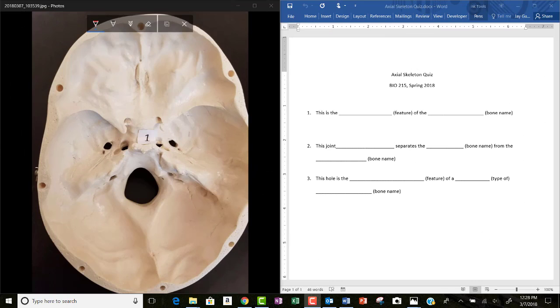Okay, this is what your quiz will look like. You'll come in and there will be a station, and at each station there will be a bone or a collection of bones, a skull, and there'll be a number. For example, the number 1 right here in that depression. And I'll go over to number 1 and it'll say, this is the blank feature of the blank bone name. And I'm going to say that this is going to be the sella turcica of the sphenoid.